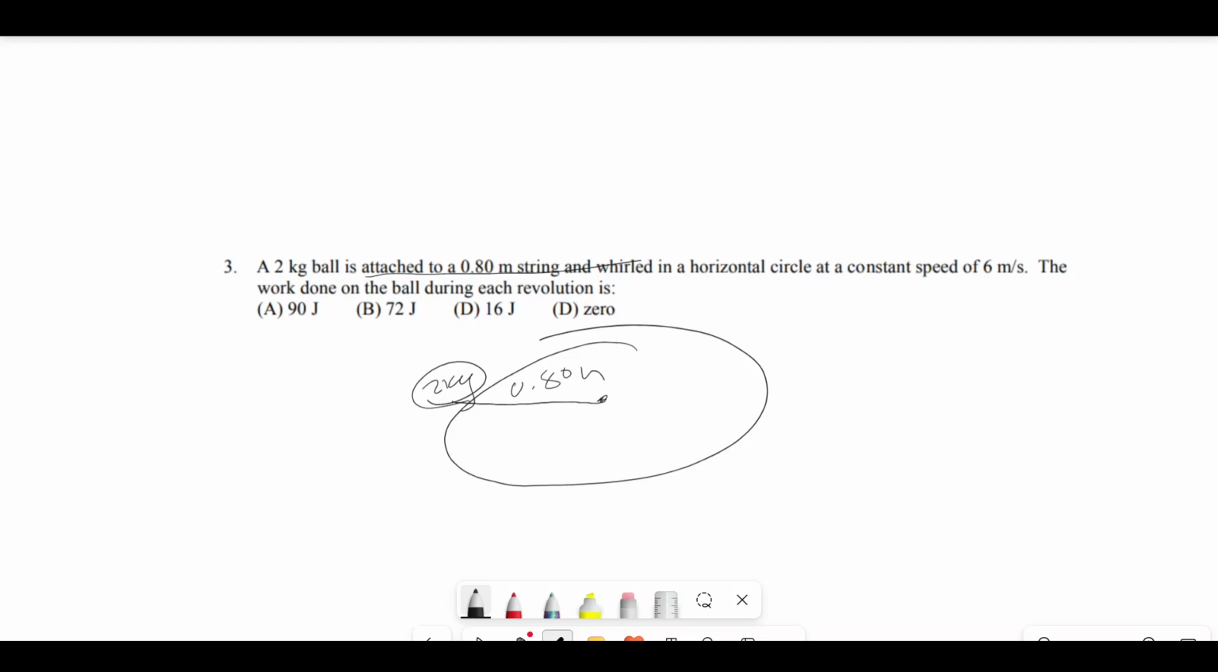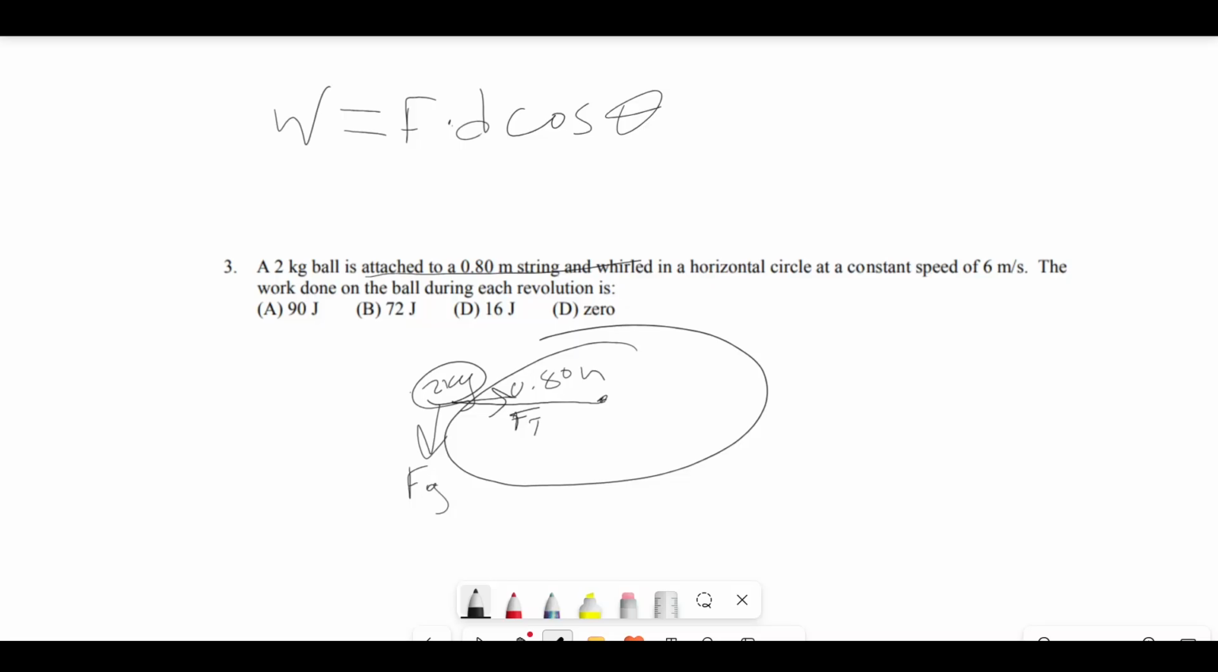And in this case, when this ball spins, we have two forces acting on it. We have the force tension, which is our centripetal force, the force keeping it in the circular motion. And then we also have force gravity acting on the ball downwards. And now it's asking us what the work done is. If we remember, our work equation is work is equal to force times distance times the cosine of theta.